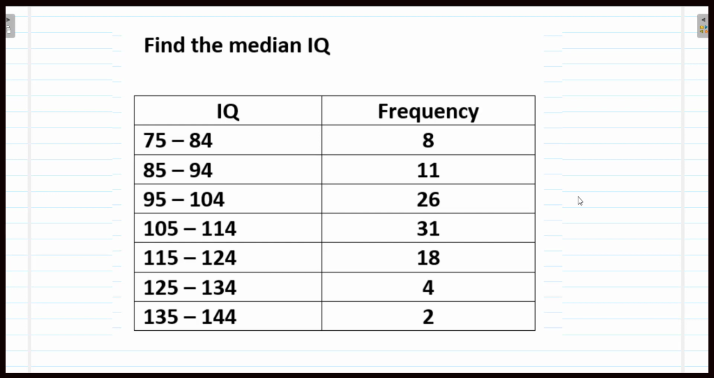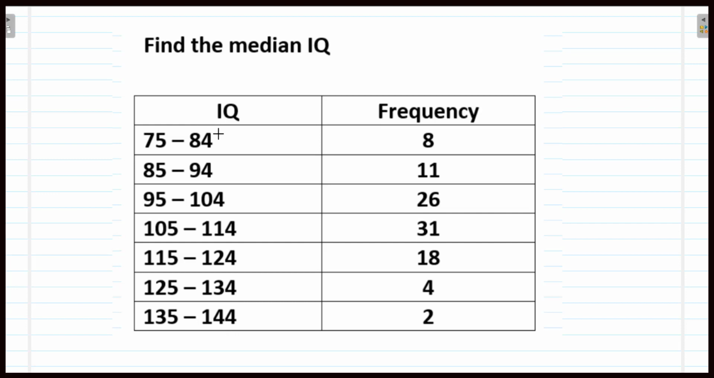Here, friends, there is a question on the screen: find the median IQ, and the data is given to you. The first column is of IQ and the other column is of frequency. In the IQ column, the data is given as 75 to 84, 85 to 94, 95 to 104, 105 to 114, 115 to 124, 125 to 134 and 135 to 144.